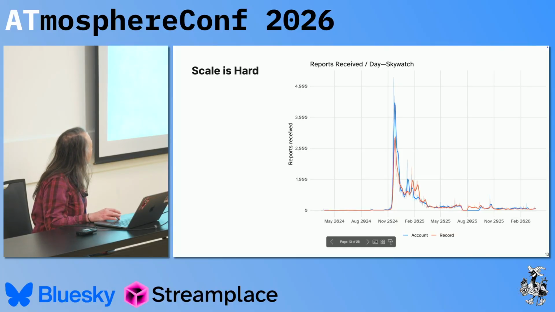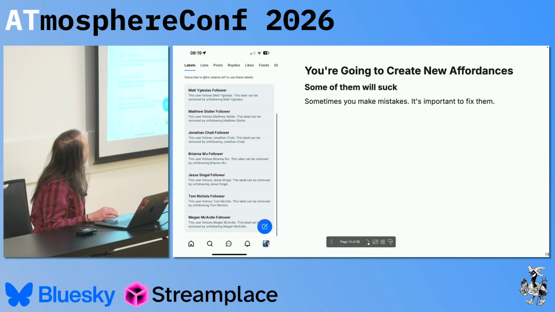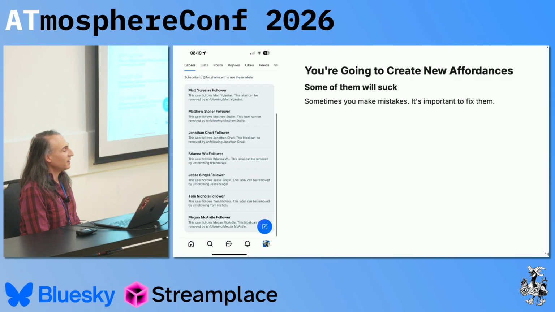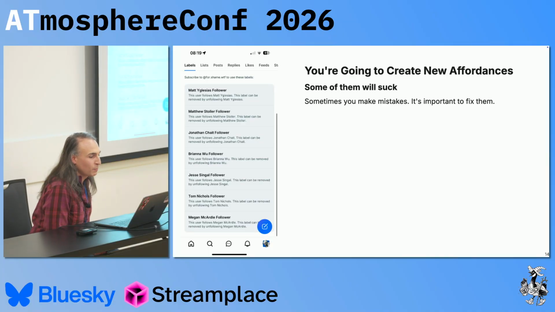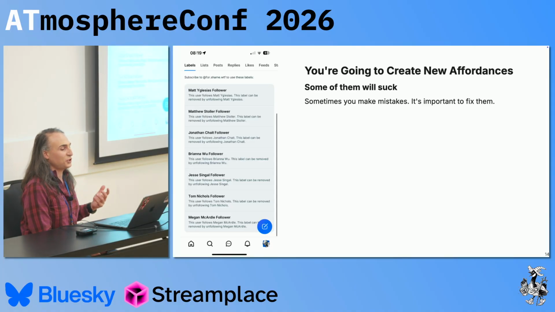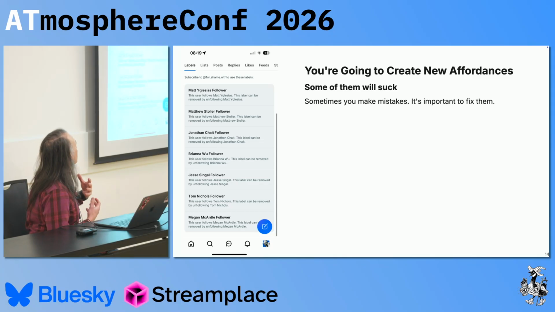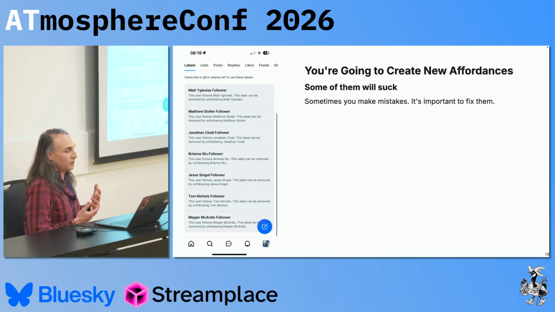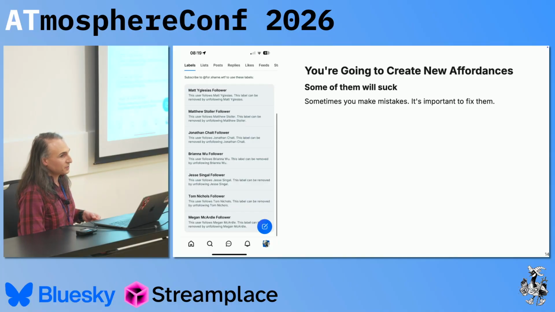The other thing to keep in mind is that you're going to create new affordances, and some of them are going to suck. And you should undo your mistake. This is actually not a screenshot of Skywatch. This labeler would put a badge on your account if you followed one of these individuals, with the theory of change being that by making this legible, which is what labels do, it would cause users to shun certain accounts and create some social pressure for folks to unfollow those people. Unfortunately, it facilitated abuse, which is why it no longer exists.